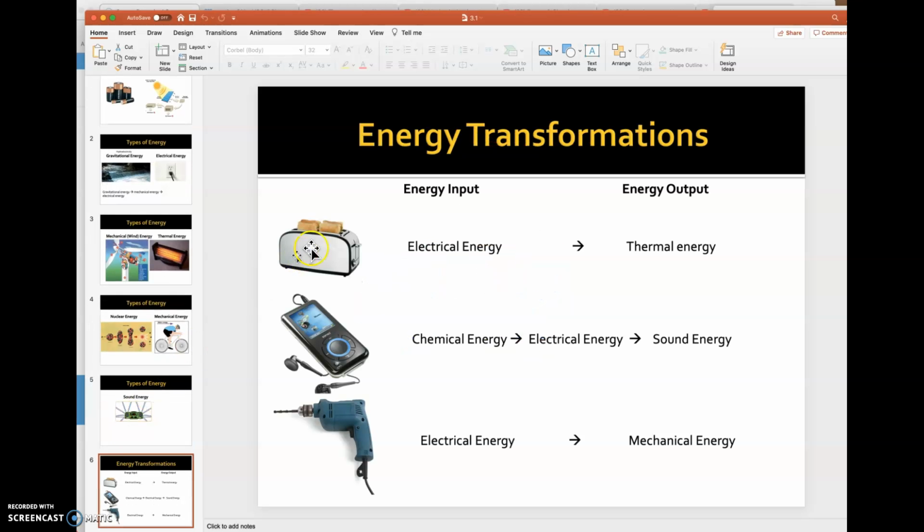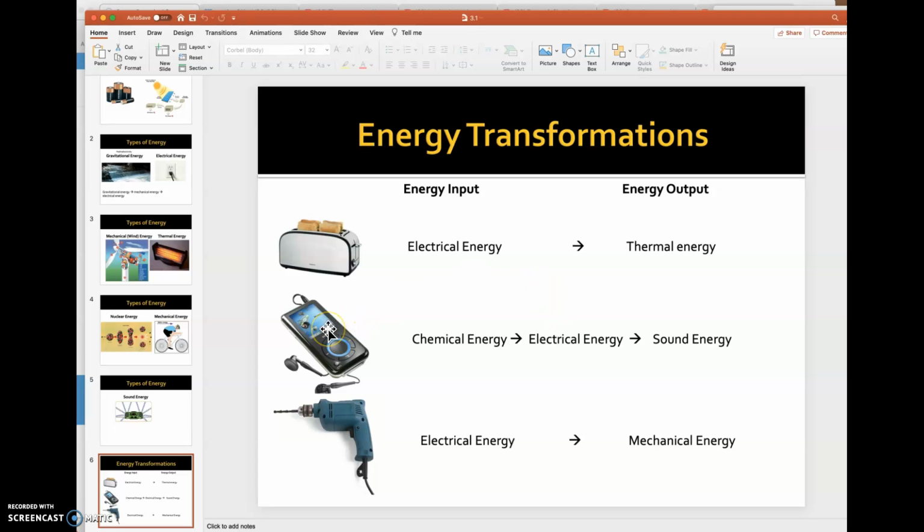This is what I was talking about earlier with the toaster. So what energy is going in? Your energy source is electrical energy. That energy could have come from solar power, wind energy, or burning coal. But however you produced your electrical energy, you're putting it in the wire, and what you want is thermal energy. You want the heat.